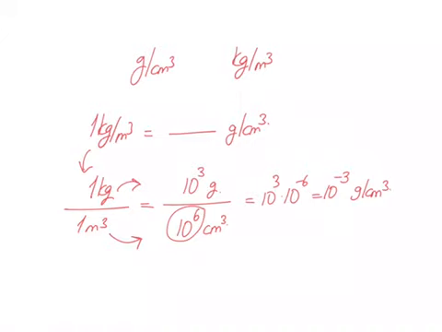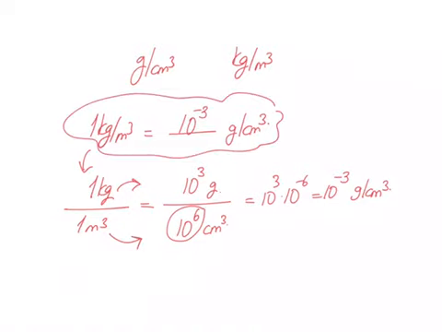So 1 kilogram per meter cube is equal to 10 to the power minus 3 gram per centimeter cube. If you take 10 to the minus 3 to the left side.